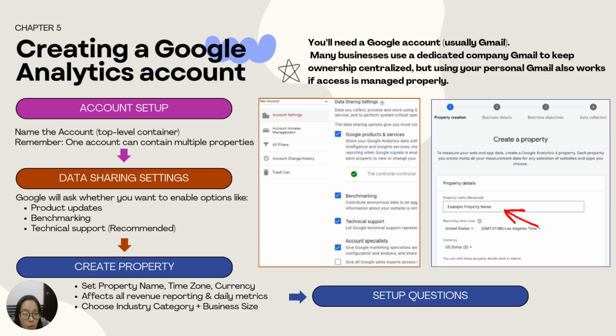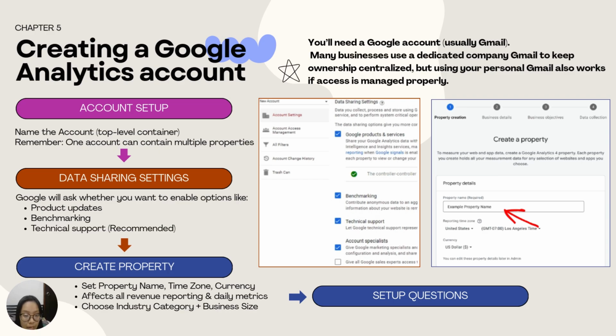After naming the account, Google then asks whether you want to receive product updates, benchmarking, or technical support. You see those check boxes. You can feel free to uncheck any of these if you don't like it. It wouldn't hurt anything. And I personally recommend you enable at least the technical support, because having the Google help button always available would save you a lot of time when you're troubleshooting or exploring around. Next, you will create your property.